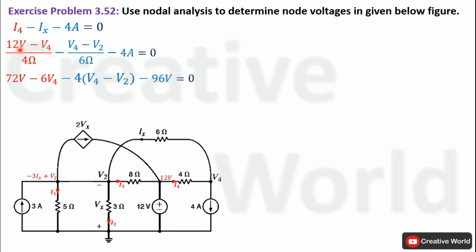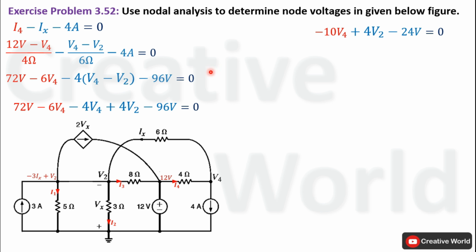Product of 6 and 12 volt will become 72 volt. Here product of 6 and V4 will become 6 V4. Here product of 24 ohm and 6 ohm in denominator will cancel out with each other. 4 will be left and that 4 will multiply with the numerator values. Here product of 24 ohm and 4 ampere will result in 96 volt. Open these brackets and solve this equation.